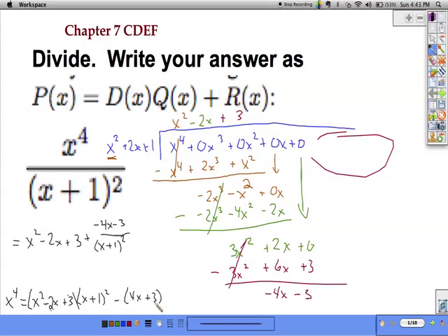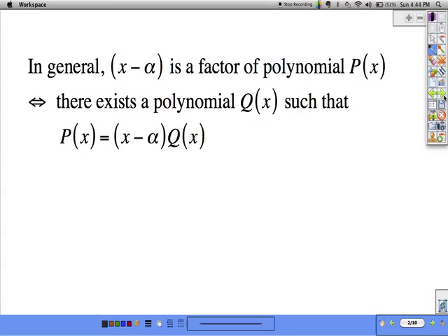Now, if there wouldn't have been a remainder, we could have said that x plus 1, or likewise x squared plus 2x plus 1, was a factor of x to the fourth. But since there's a remainder, it is not a factor. And generalizing that, if x minus alpha, if that linear polynomial is a factor, then there exists some other polynomial such that our factor times the polynomial equals the original without a remainder.